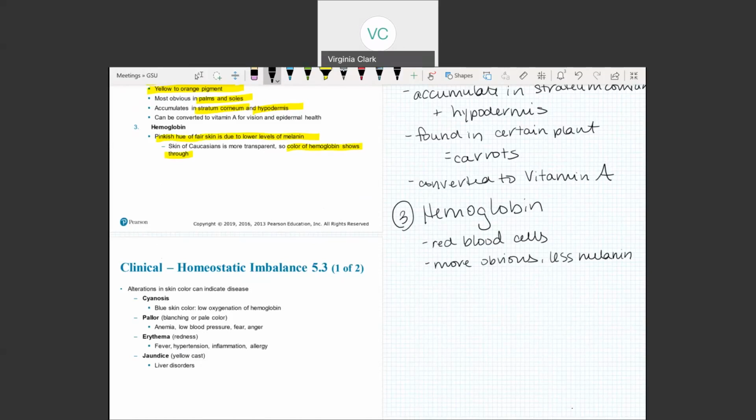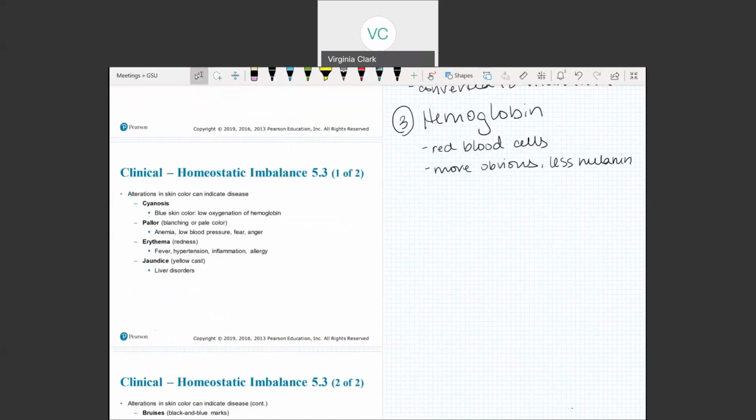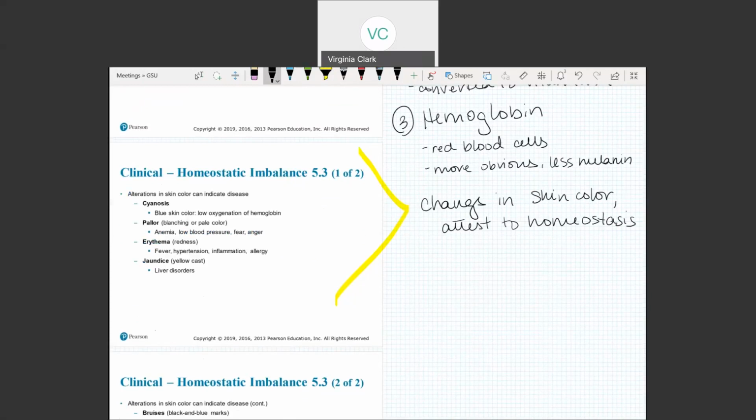It's really important to know all of these things because this is a very important slide to know. Whenever you have changes in skin color, it can actually attest to the homeostasis of the body. So the more changes you see in your skin color, the more things you could say are wrong, or you could track down things that need to be fixed. Changes in your skin color attest to your level of homeostasis. So we're going to go through these.